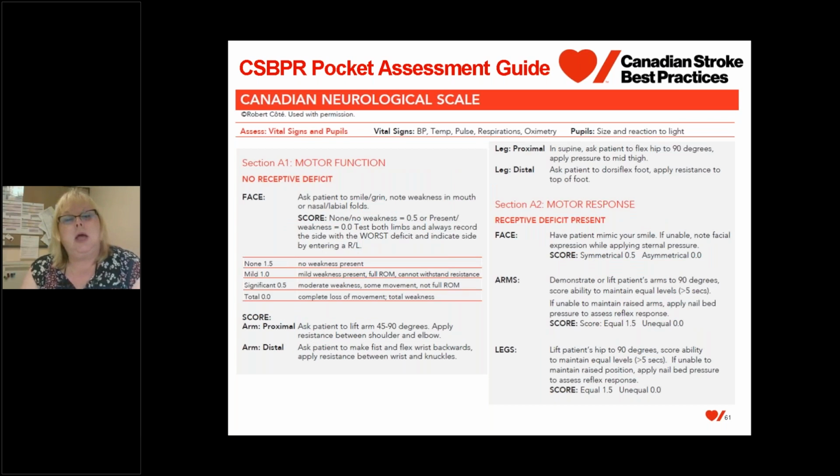Now consider how we would score motor function. Do we do section A1, no receptive deficit, or do we do section A2, receptive deficit present? Score face, arm, and leg weakness for our second case.